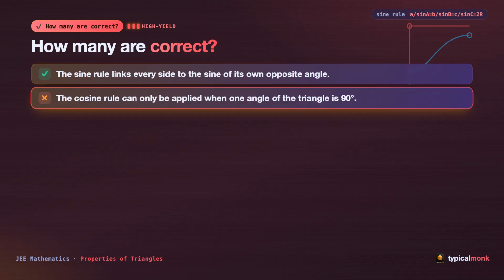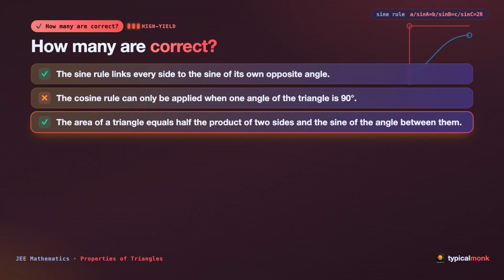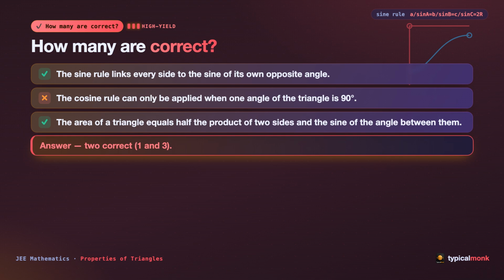Hold your verdict. Statement 2. The cosine rule can only be applied when one angle of the triangle is a right angle? Think before you answer. Statement 3. The area of a triangle equals half the product of two sides and the sine of the angle held between them. So, how many are correct?